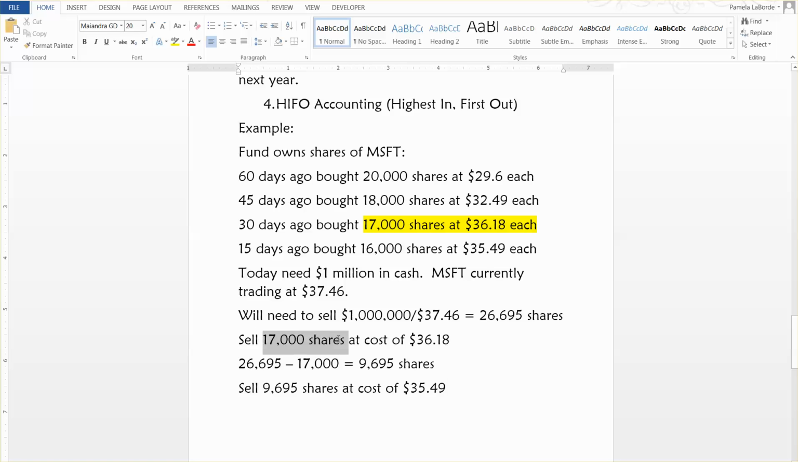So I would take the 17,000 times the 36.18, plus the 9,695 times the 35.49. That would give me my total cost. And I would subtract that from $1,000,000 to figure out my total capital gain. And this process will result in the smallest total capital gain for this fund, because we have sold the most expensive shares that we purchased first, because the more you pay, the smaller your capital gain is.